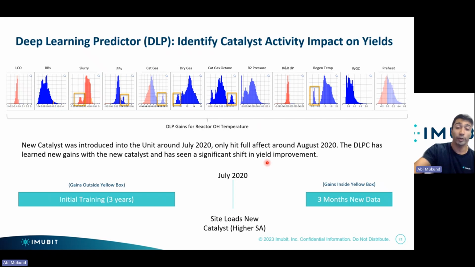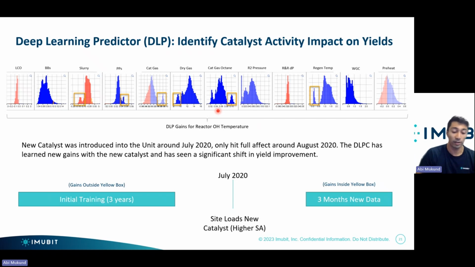Okay, so you can imagine in real time now, as the customer is running with this higher activity catalyst, the AI model in closed loop is going to look at the current state of the process, reflect back on where it saw this state in its historical training, and now it's going to, in a simplified way, pick the gains in the smaller peak because that's the type of situation it's seeing on site.